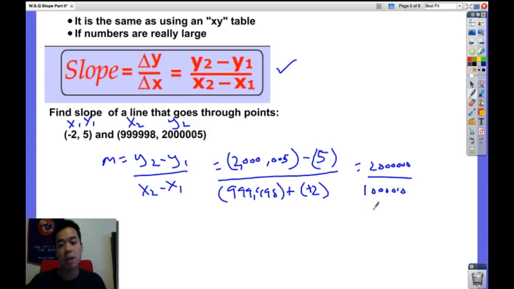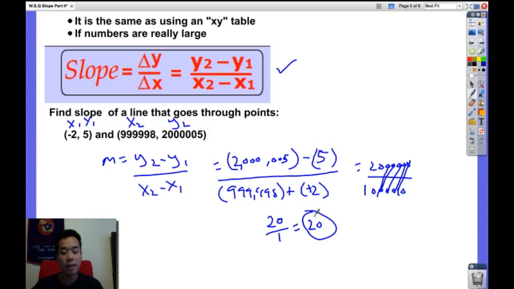Okay, and then from here, all you got to do is just cross out your zeros, and I get 20 over 1, so my slope, 20 over 1, is the same thing as 20. There you go. So that's how you use the slope formula. Excuse me, that's 100,000, not 1 million. So all you have to do is just use the slope formula, make sure that you are labeling your coordinate points, x1, y1, x2, y2, and then you just use the slope formula.